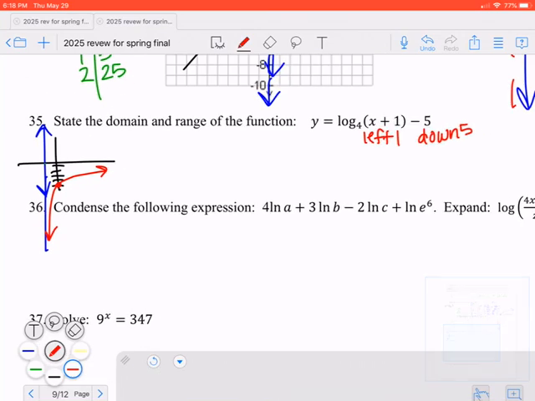Domain and the range. Domain is left to right in interval notation. So we're staying on the right hand side of -1. So parentheses -1 to infinity. And the range, forever down, forever up, -infinity to +infinity.